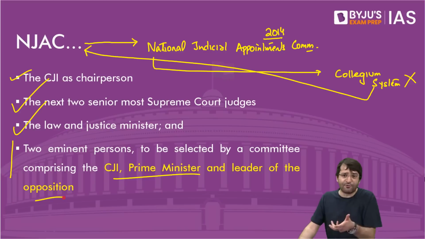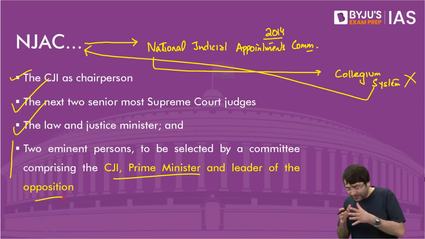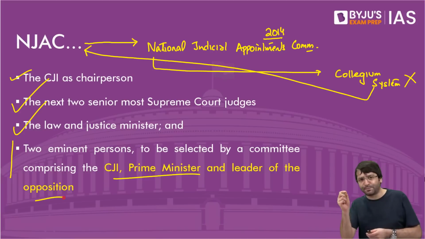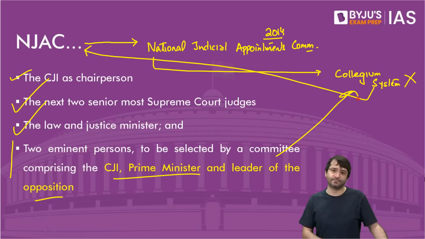If there is no leader of opposition in Lok Sabha, then the leader of the single largest party in Lok Sabha. So, leader of opposition, Chief Justice, Prime Minister, they will sit together and come up with 2 names, 2 eminent persons. And these 2 eminent persons will be part of NJAC. And what will NJAC do? NJAC will take over the role of the Collegium.